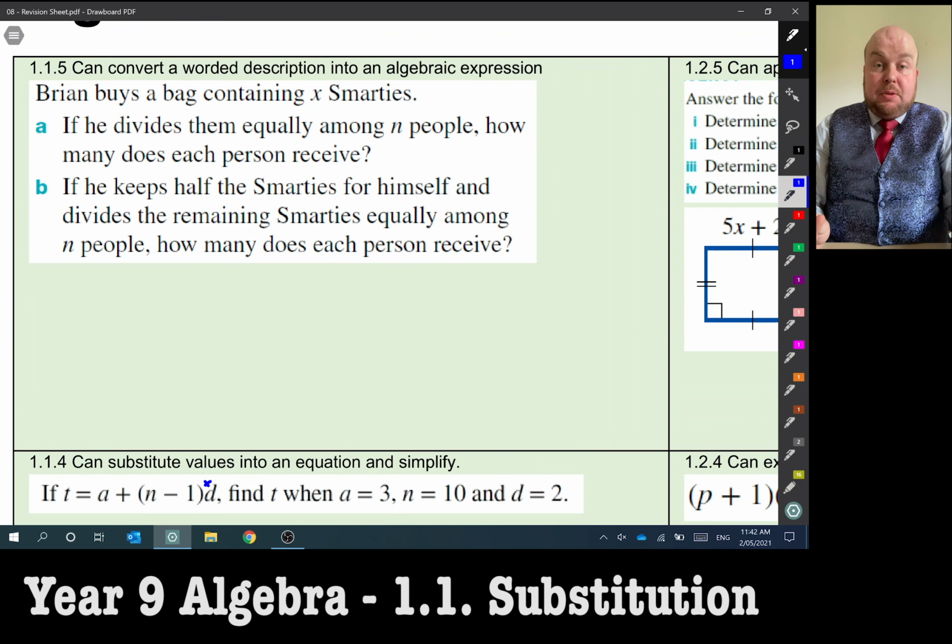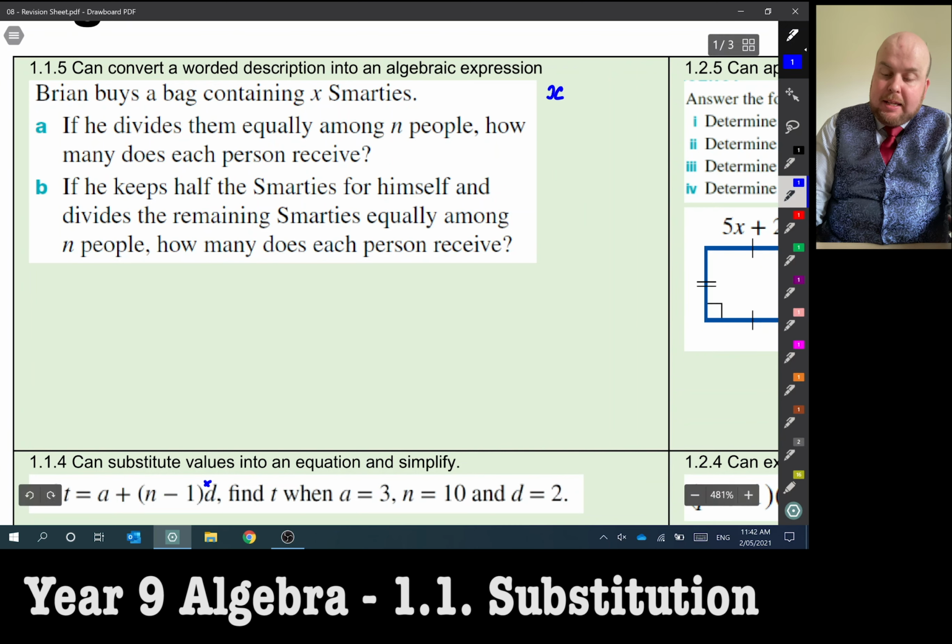When you're doing these sorts of questions, it is worth defining what the variables are. So what does that mean? Usually, I would say something like X equals the number of Smarties, and N is the number of people.